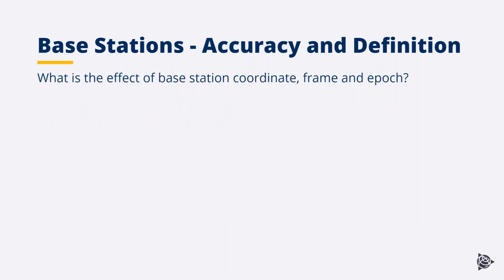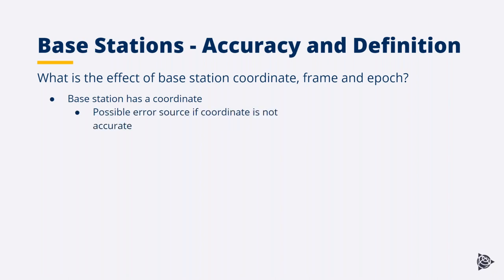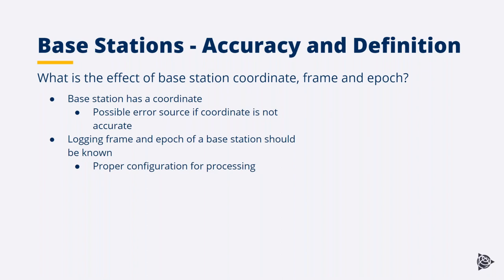All right. Next thing: what is the effect of base station coordinate, frame, and epoch? If you think of the base station data, it's always set on a coordinate. And this coordinate should be as precise as possible. If there is a 1 inch mismatch in the base station coordinate, that systematic error will also be applied to the trajectory data. So it's a possible error source if it's not well known. Also, you should pay some attention to the logging frame and epoch of the base station so that it can be properly configured in POSPac if needed.